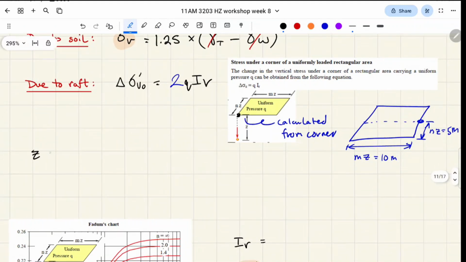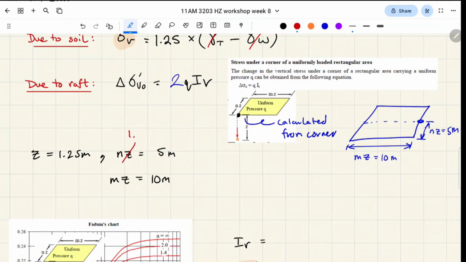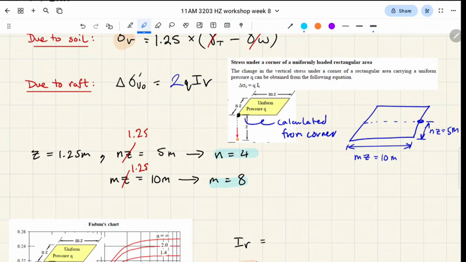Our depth is 1.25 meters into the ground. nz, we know is 5 meters, as I drew on the right. mz is known to be 10 meters, as I've drawn on the right. We plug in z as 1.25, and we're trying to back calculate n and m. So all I have to do is divide 5 by 1.25, and I get n is 4, and m is 8. These are the values which we can now look at Fadum's chart and work out our influence factor from.